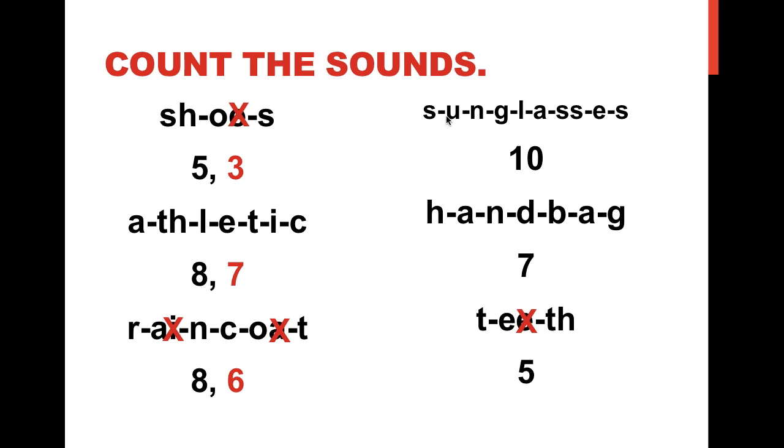The next word, s, n, g, l, a, s, e, z. 1, 2, 3, 4, 5, 6, 7, 8, 9. So there are 10 letters, 9 sounds. A, n, d, b, a, g. In this word, we have the same number of sounds as we do letters. This is because there are no double letters and no digraphs or silent letters in this word. Finally, t, e, th. 1, 2, 3. There are 5 letters, but only 3 sounds in the word teeth.